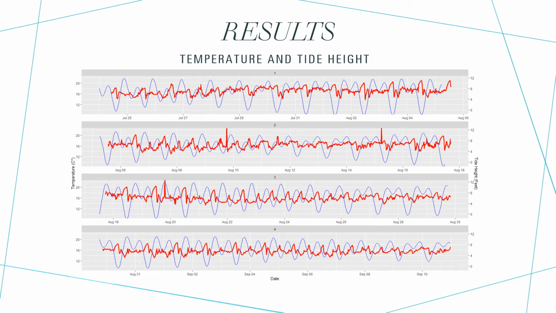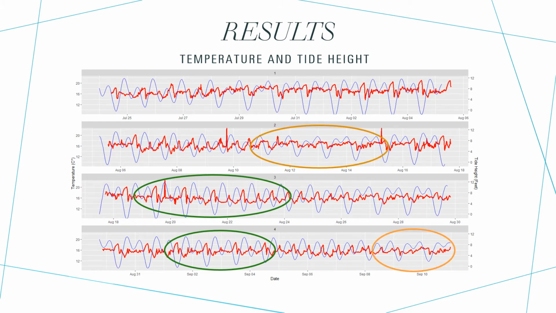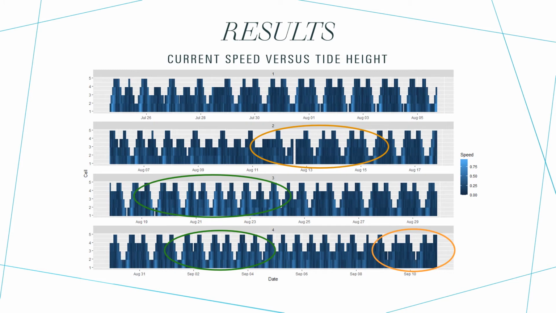lines respectively. Worthy of note are these two regions circled in green. In these time frames, a pattern can be observed where temperatures increase as tide height decreases and vice versa. However, in the regions now circled in yellow, this pattern is less visible, if not absent completely. Returning to the previous figure, the green regions correspond with time frames during which the current speeds are high, and the yellow regions correspond with time frames during which current speeds are slow.